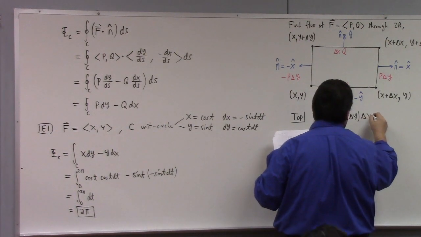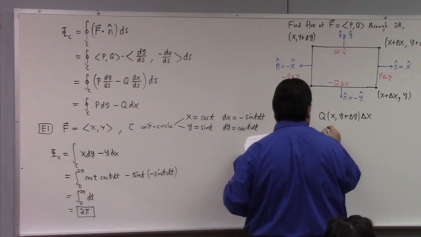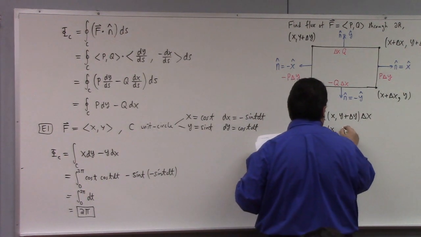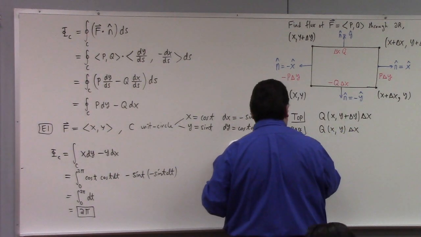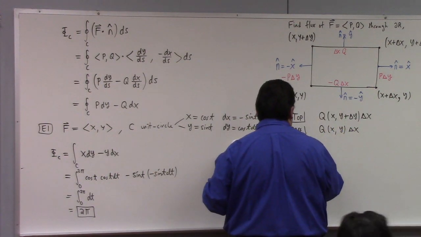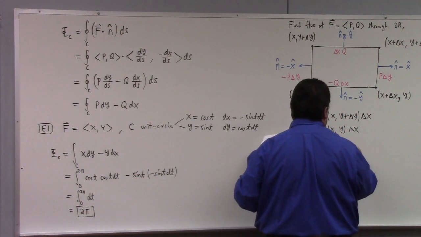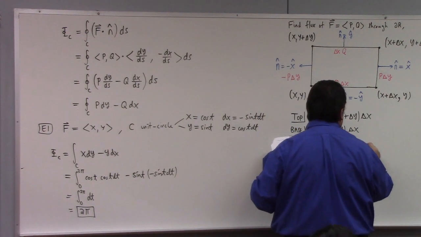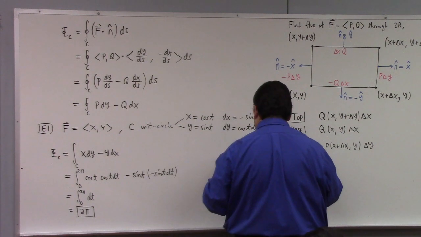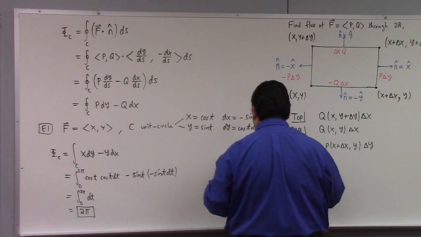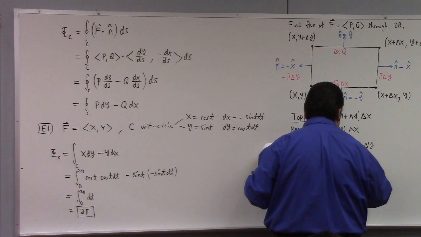Delta x, that's my flux from the top, from the base. I have q of x comma y times delta x. From the right, I've got p of x plus delta x comma y, times delta y. And from the left, I've got minus p of x, y times delta y.